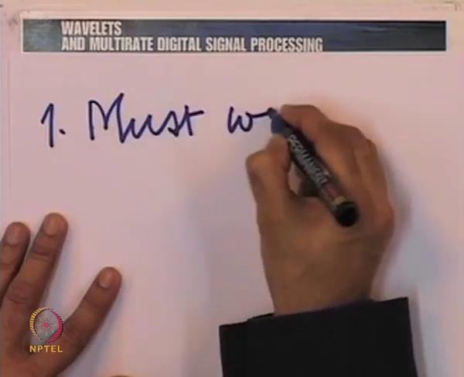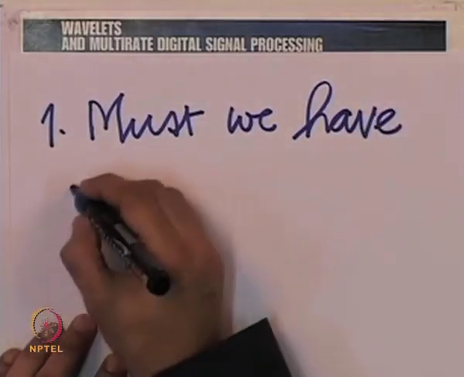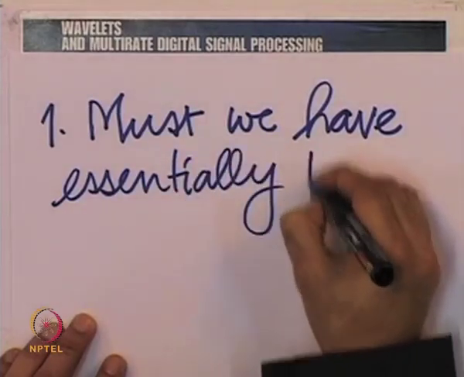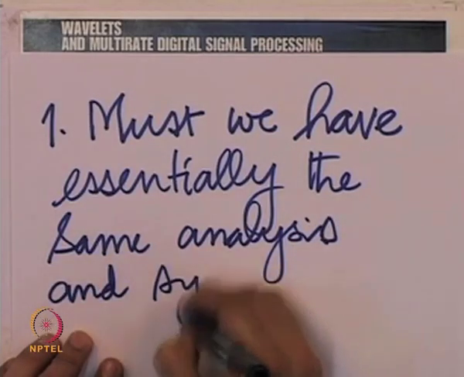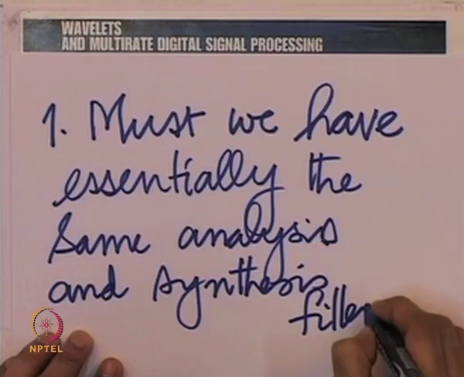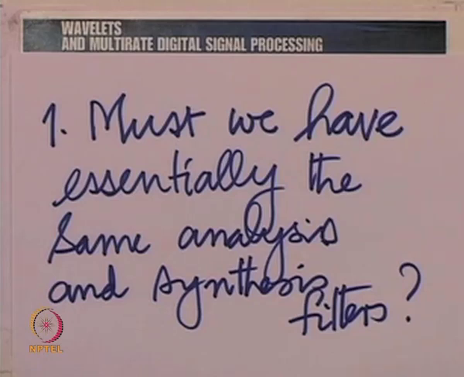Well, now what are the variants that we can introduce at this point? You see, when we look carefully at these equations and when we put them all down together like this, and when we look at them from these perspectives, we see that there are many things which we have not done to date which we can probably explore. And let us put them down one by one. The first thing we need to explore is, must we have essentially the same analysis and synthesis filters? Of course, this leads to an orthogonal filter bank.